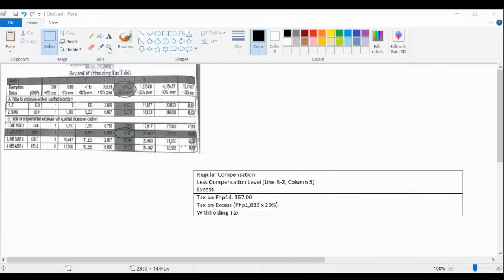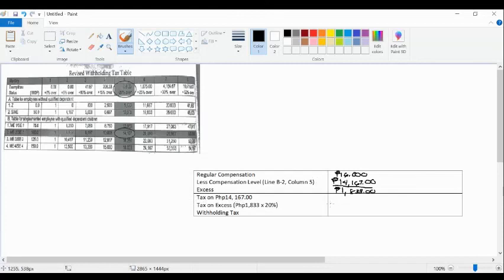So Mirasol's regular compensation is 16,000, less the compensation level at line B-2, column 5, which is 14,167 pesos. And the excess will be 1,833 pesos.